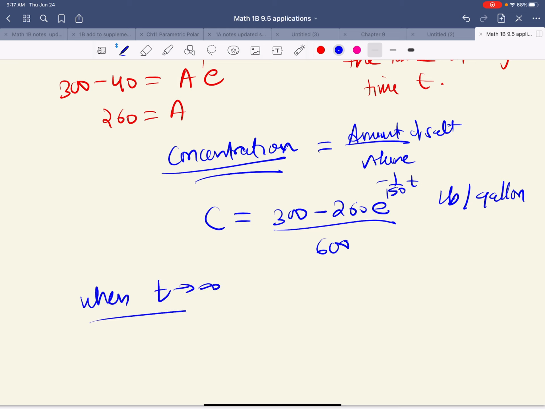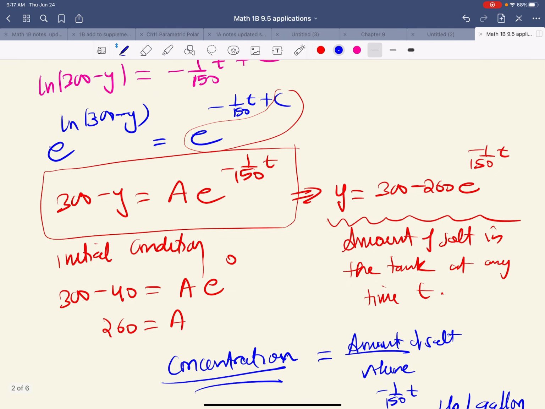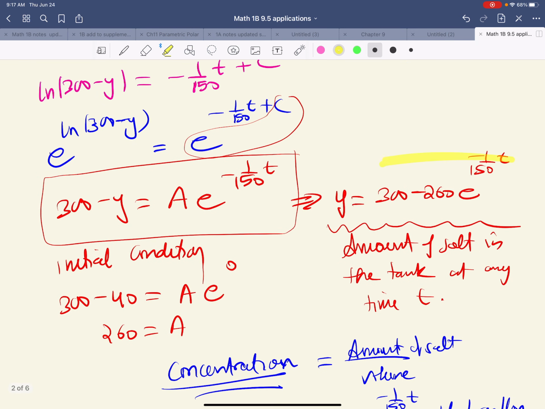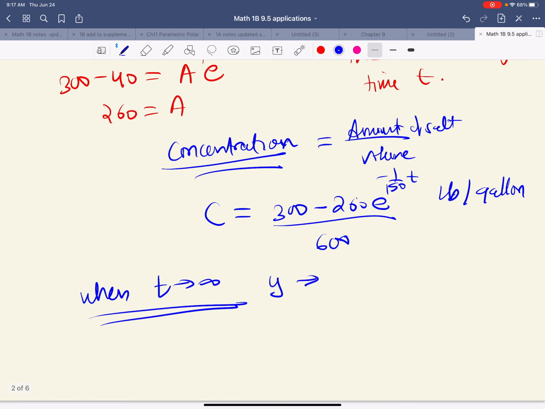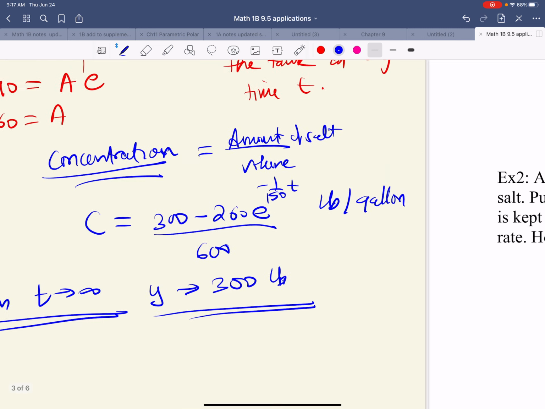What happens when t goes to infinity? What happens to y when t goes to infinity? Look at this function carefully. T is in an e raised to the power negative, that means it's going to be in the denominator. When the denominator becomes really, really large, this whole term will go to 0. And y will be approximately equal to 300 pounds when t goes to infinity.